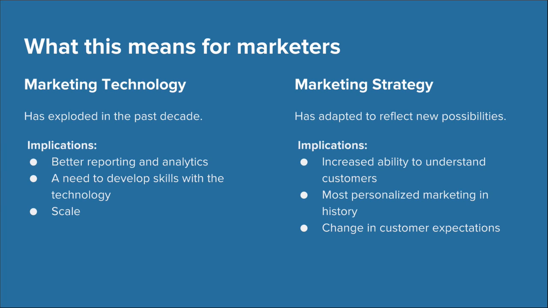What does this mean for marketers? It means that marketing technology has exploded in the past decade. We all know that. We know there's a multitude of software solutions for social media, for pay-per-click, for content management, and relevant to what we're talking about today, for email marketing and marketing automation. So the implication of this evolution of technology is that, as marketers, we have better reporting and analytics. As software becomes more sophisticated, we're able to record more of what happens and respond better. That also means we need to develop skills with the technology. So we need people in-house, and we ourselves need to be familiar with how to use these solutions.